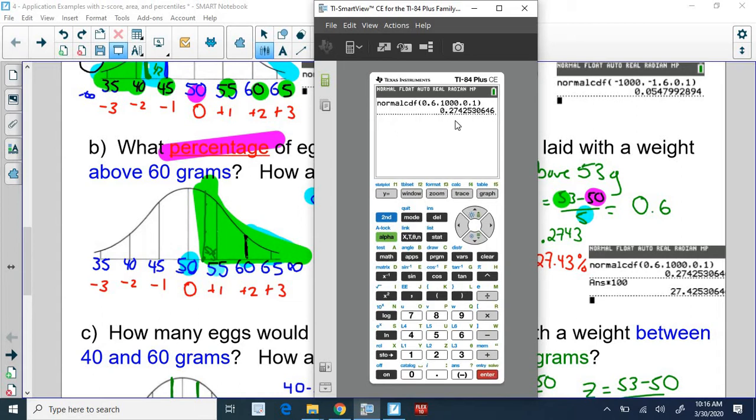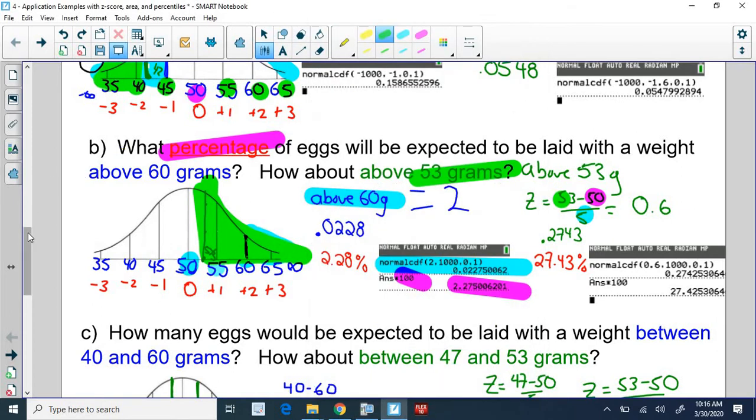So that'll give me this value of 0.27, which then I would multiply by 100 to get the percentage, because the problem does ask for percentage, so 27.4253%. Alright, so let's take a look at one that would be between.